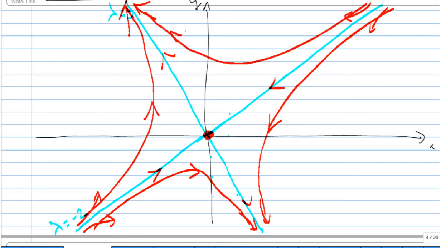And finally, we are looking at the solution that satisfies the initial condition 1, 3. This is 1. So this is the initial point. So we know that the solution will be coming from one direction, go to the initial point and go to the other one.